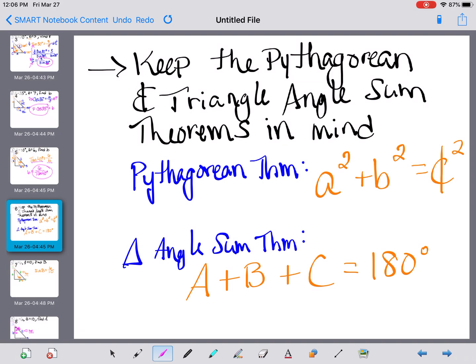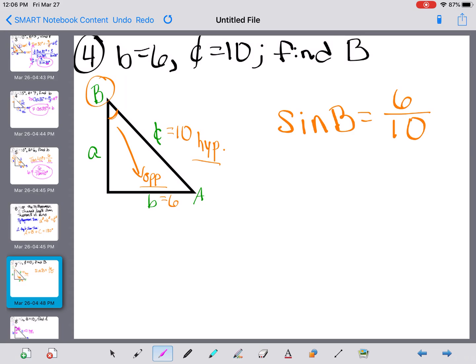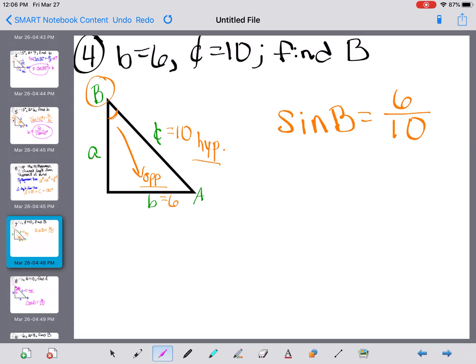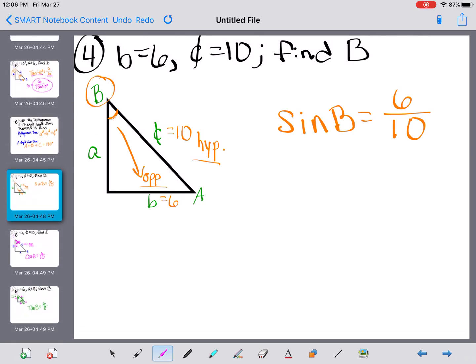Triangle angle sum theorem tells us that all of the angles of a triangle add to 180. That's helpful also so we don't have to keep doing inverse trig functions, which is what I'm about to show you here. To find missing angles, that's what we had on 4, 5, and 6, we're going to have to get rid of that sine there. That's what's giving us the problem. We want b by itself. Right now we have the sine of b. That's no good.